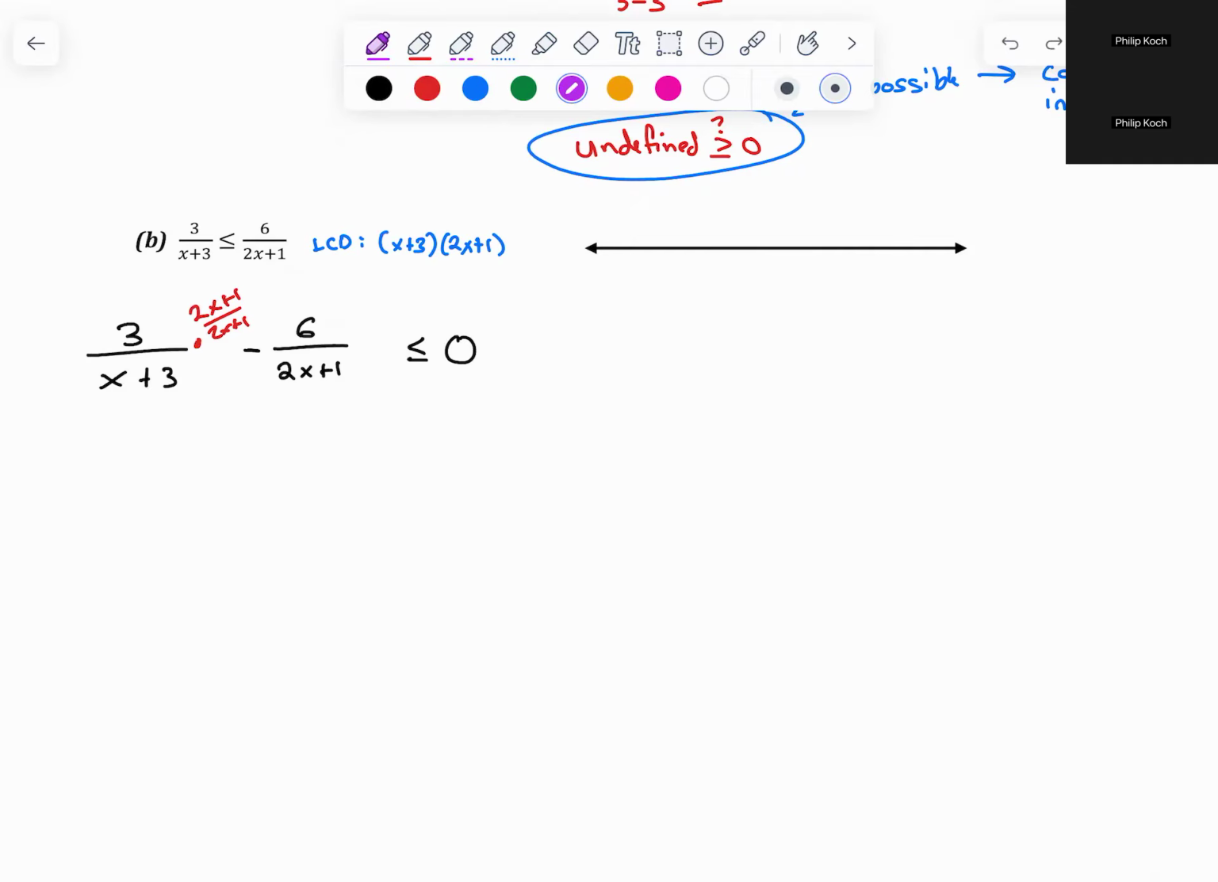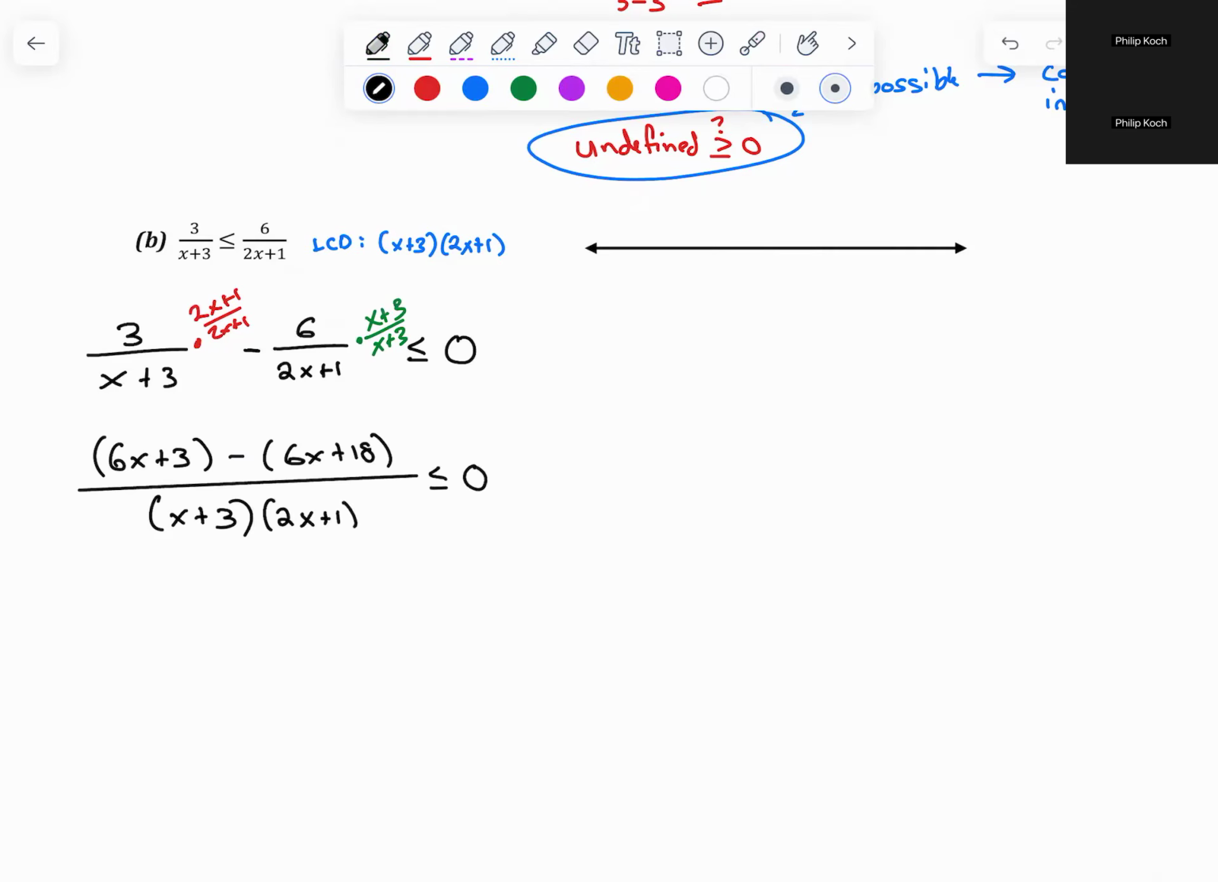If this had instead been x plus 3 squared, we put an x plus 3 squared there in the LCD, but it's not. So then to get a common denominator, all we need to do is multiply each fraction by what it's missing from the LCD. So the first fraction is missing the 2x plus 1 factor. The second fraction is missing the x plus 3 factor. Doing so will give us 6x plus 3 minus, parentheses, 6x plus 18 divided by x plus 3 times 2x plus 1 is less than or equal to 0.